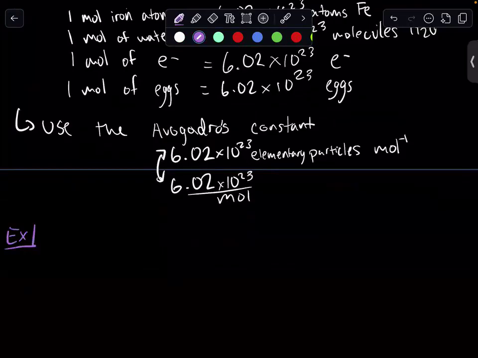So let's start with something simple. If we have 1 mole of carbon atoms, let's spell it out, carbon atoms, we can say how many atoms is that? How many atoms is it actually? You might even say if we have 1 mole of carbon, you do not need to write the atoms. How many atoms?